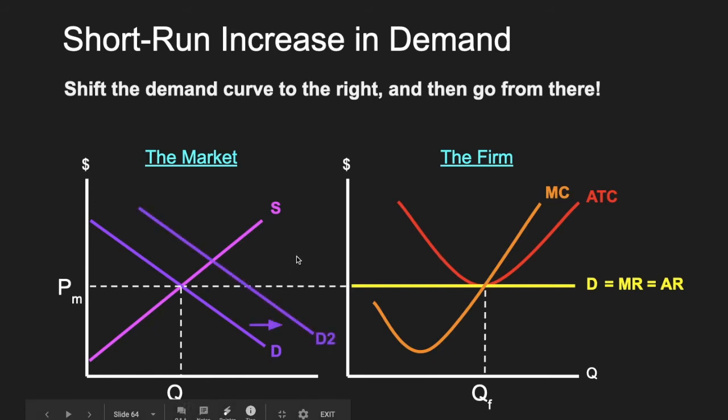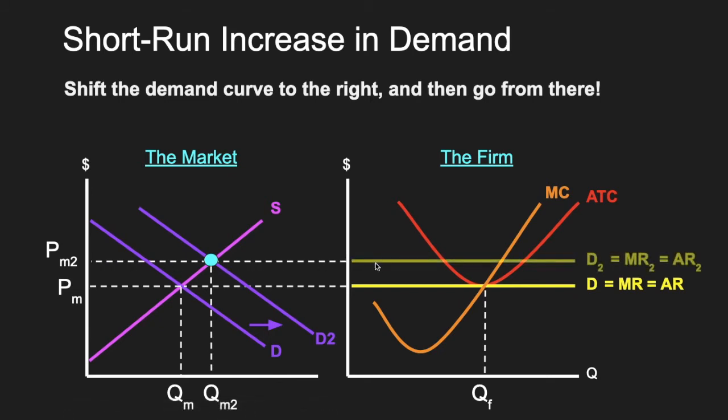If demand were to increase in the market, for some reason there is a short run increase in demand, in the short run then, we have a new equilibrium in the market. The quantity increases and the price increases. And because that price increases, the individual firm is a price taker. They're going to charge that price too. That is going to become their new constant price, which means it's also their demand curve, D2, marginal revenue 2, AR2. All of these things are moving up because the price in the market moved up.